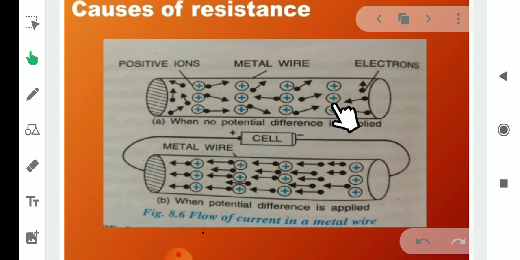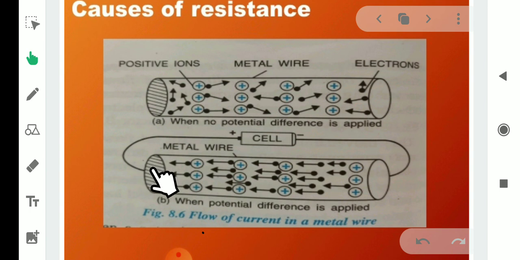You can see in picture A, when no potential difference is applied, how the electrons are moving freely in random motion among the positive ions. Now in the second case, a potential difference is applied at the ends of the metallic conductor.